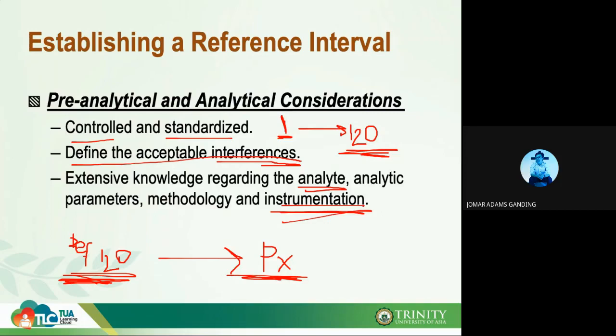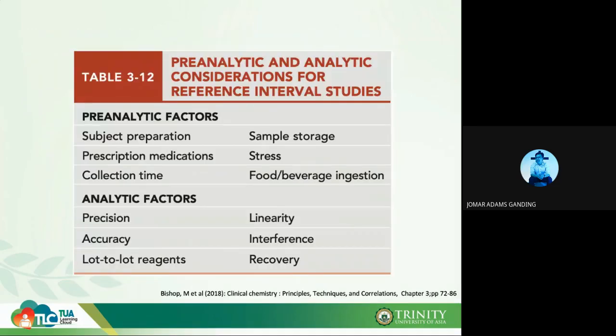So always remember that it should be controlled and standardized. This is important because once there is a difference in the treatment of your subjects or your sample, it will already compromise your reference interval. How you treated patient number 1 should be your treatment until patient number 120. This is an example of the pre-analytical factors that you need to consider. So I want you to remember this.